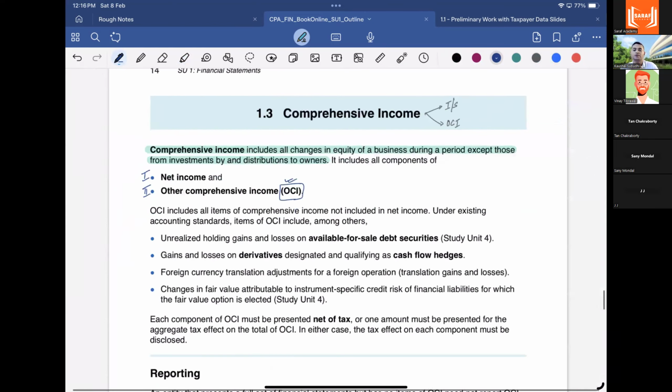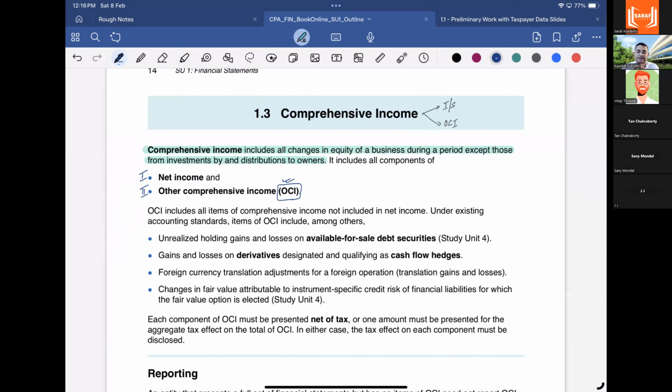Right. So, of course, there is a mnemonic as well, and we're getting you the mnemonics later. Maybe in the next session, I'll just arrange some mnemonics so I can give it to you guys and you guys can use it. But before we get into that, let's try to understand what are the components of OCI. So OCI includes all the items of comprehensive income, which are not included in the net income.